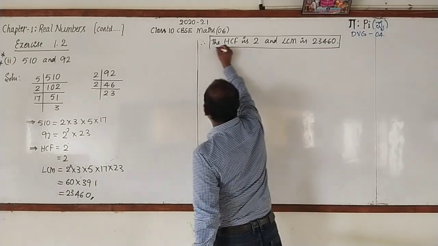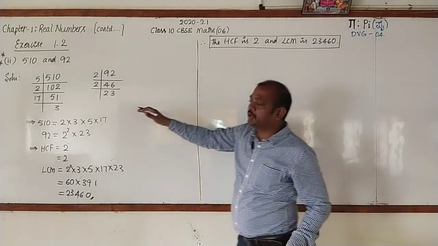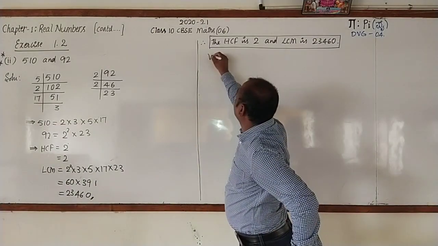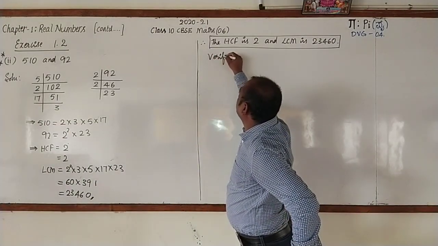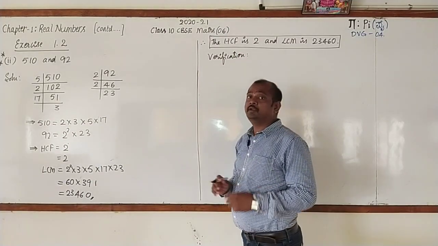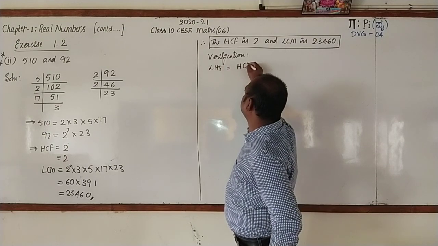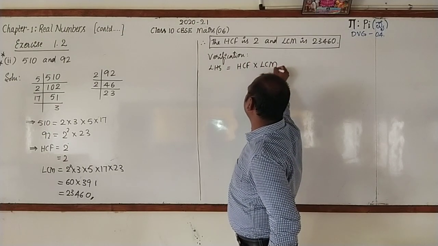After this, what is the second sub question? Yes, you are going to verify the relationship. Alright, verification. In verification, first you have to find out the product of HCF and LCM. So that is the LHS part. LHS equal to HCF into LCM.